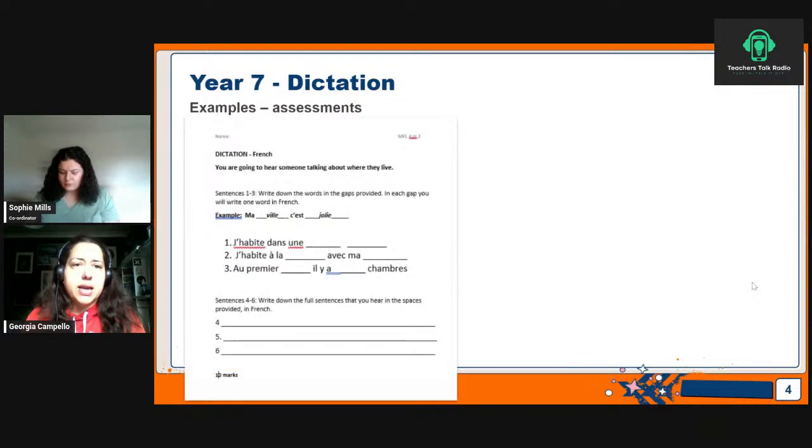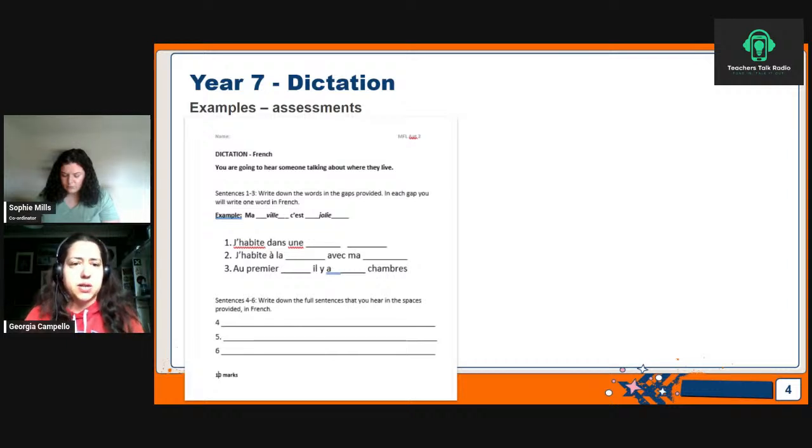And then in terms of the assessments, I've used the template from the specification, the sample assessments from Edexcel. We do 2 assessment points. They'll do a writing task, and then we'll do another skill.